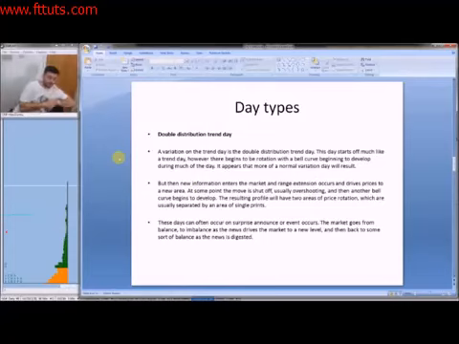A double distribution trend day is often inactive to start with and looks as if we are in a balanced day.